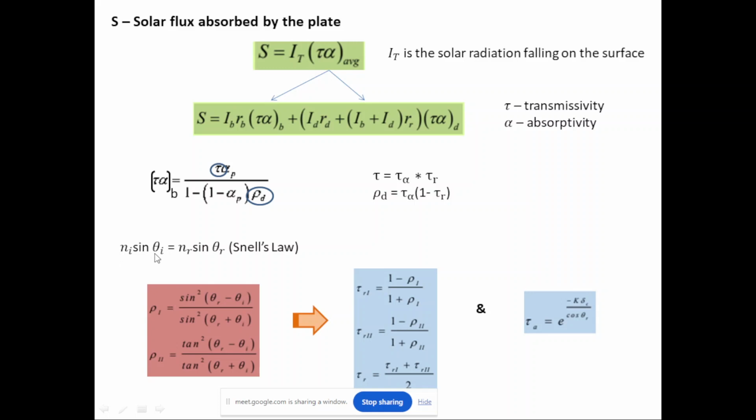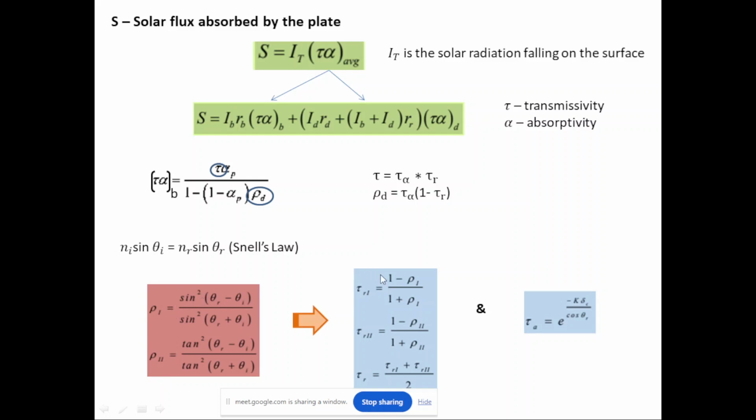So you will know the refractive index of the incident medium, Ni, and theta I, the angle of incidence. Then you know the refractive index of the refracted medium, Nr. If you know theta I, you can calculate sine theta I, and with that you can calculate sine theta r, and from sine theta r, if you take the inverse, you can calculate theta r. So you know theta r and theta I, and you can calculate both these reflective components.